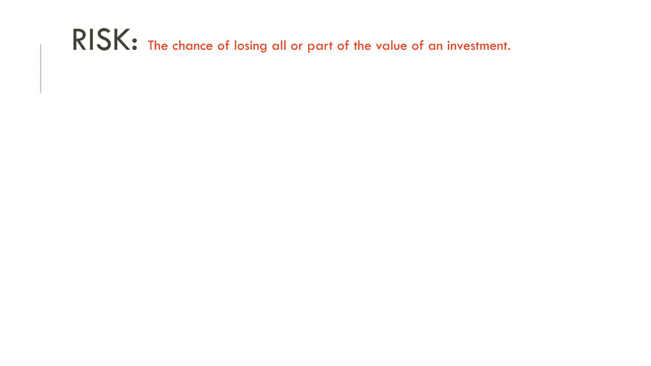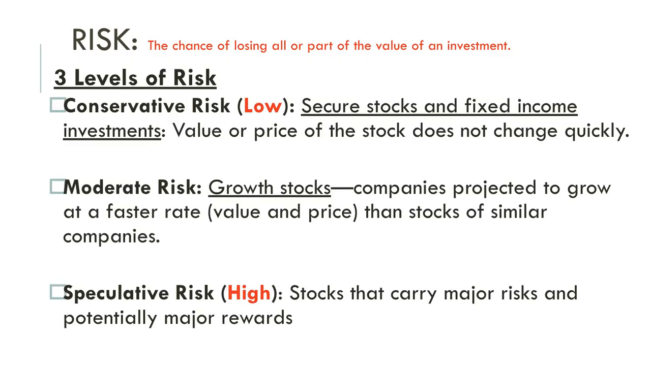Now, next thing we're going to talk about is risk, which was referenced on the last slide. Risk is all about the chance that you're going to lose all or part of your investment in a certain stock. There's going to be 3 levels of risk: low, moderate, and high. A low risk stock is going to be more secure. It's going to be what we call fixed income investments. So it pays you a dividend each month, something like that, right? The value or price of the stock doesn't change very much.